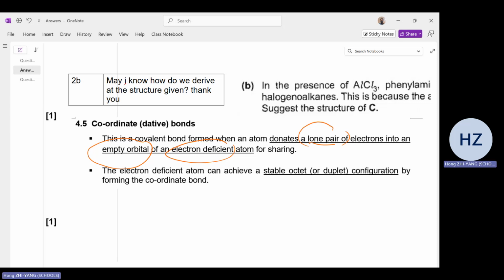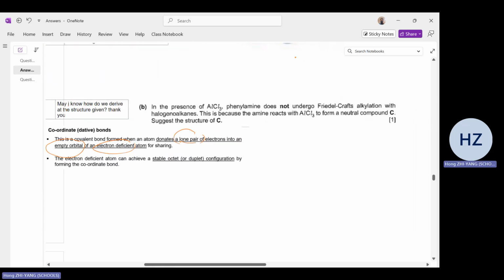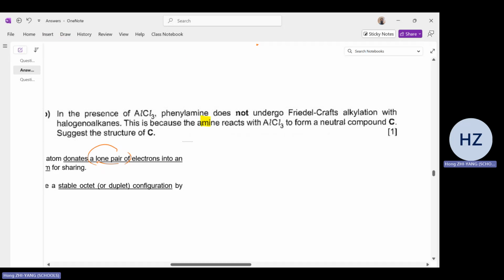Everyone okay? Actually, there's another question about dative bond later on. I think it's in question 5. But I'm done with this. By the way, for the next question, if you really want me to deep dive, the amine tells you it forms a neutral compound. So you cannot make it an ion anymore. You cannot let any electrons move in and out. So the only way to form a collective compound is to merge it with a dative bond. Okay, that's a key word.